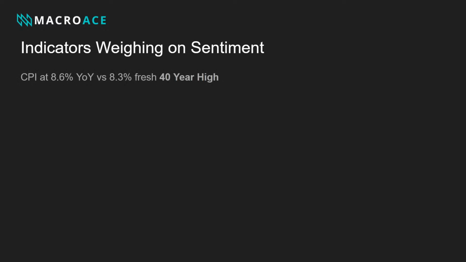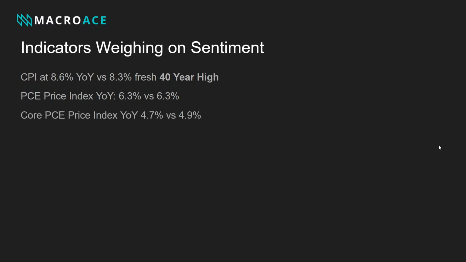Now, the indicators weighing on sentiment, or where the economy is at the moment. So you have CPI, that was at a fresh 40-year high at 8.6% year-on-year versus 8.3%, and then you had the Fed taking their 75 basis point rate hike the following week, off the back of the surprise data from inflation from the CPI report. The PCE price index at 6.3% versus a prior of 6.3%, so there was a slight slowdown there. The core PCE price index also had seen a slowdown to 4.7% versus 4.9%.